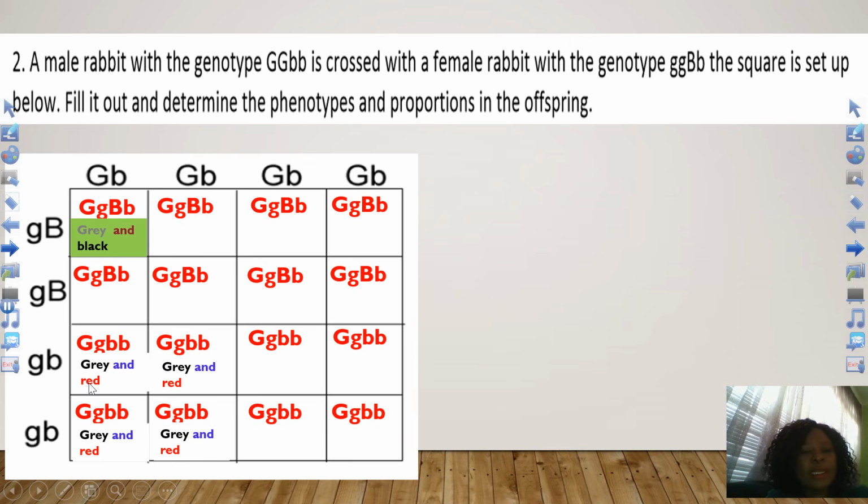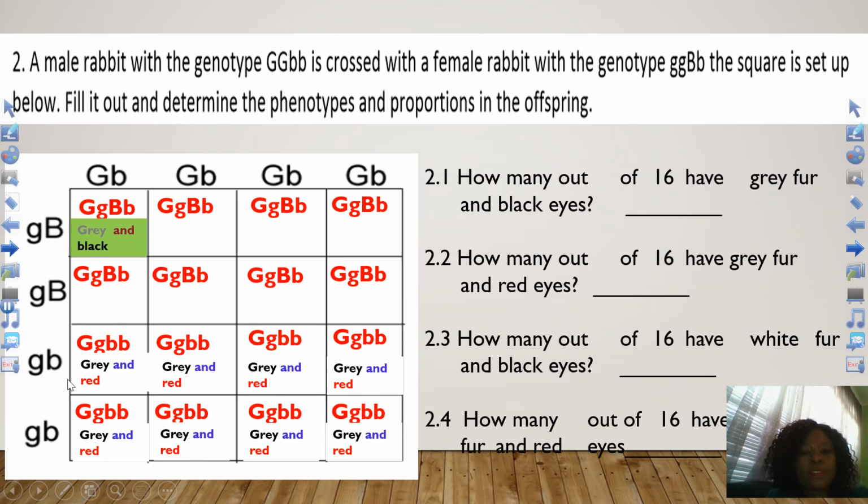So we carry on like that, filling in all the different phenotypes. I don't know why the other ones are not showing here. It is asking us how many out of the 16 have gray fur and black eyes. All these ones in the first two rows, they are gray and black. So meaning that there are 8 individuals that are gray and black. Then it says how many out of the 16 have gray fur and red eyes. As you can see, the last two rows are made up of the gray and red. So meaning that we have got 8.